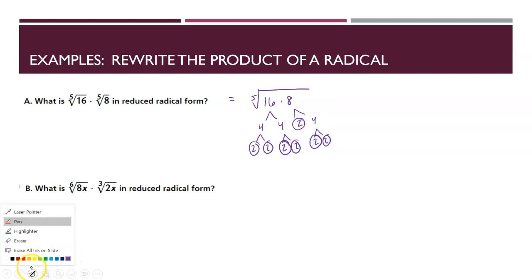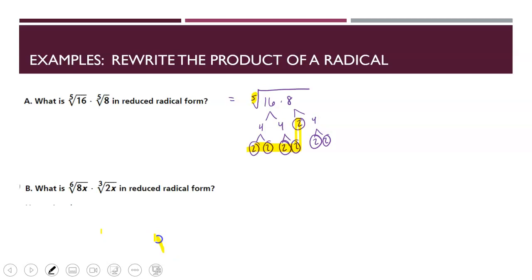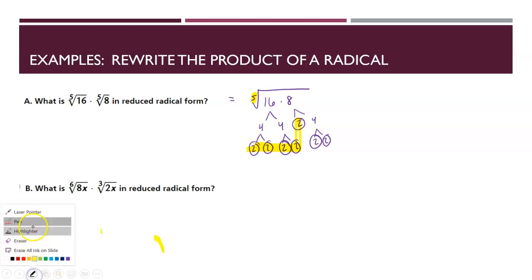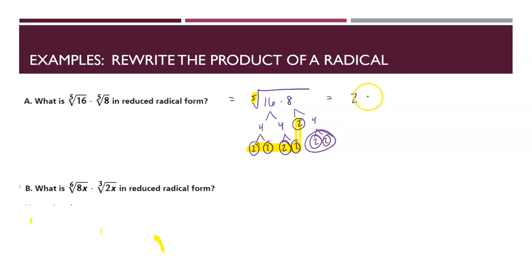So what are we looking for? We're looking for groups of 5. So 1, 2, 3, 4, 5. There's a set of 5 2's. So we get to factor out a 2. And then this pair of 2's we can't do anything with, so we just multiply those together. And 2 times 2 would be 4. So this would simplify to be 2 times the 5th root of 4.